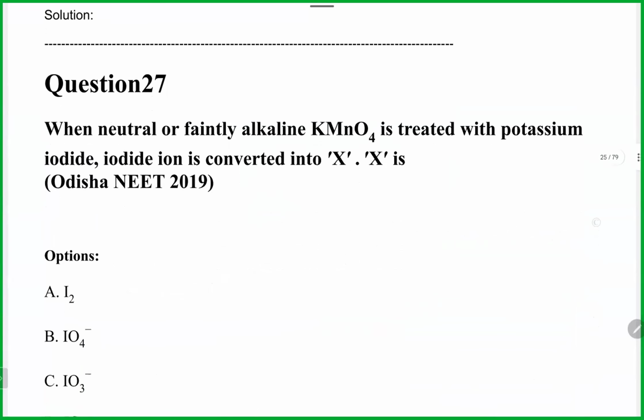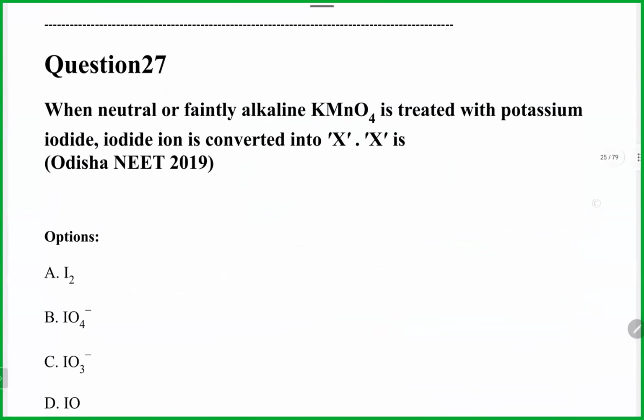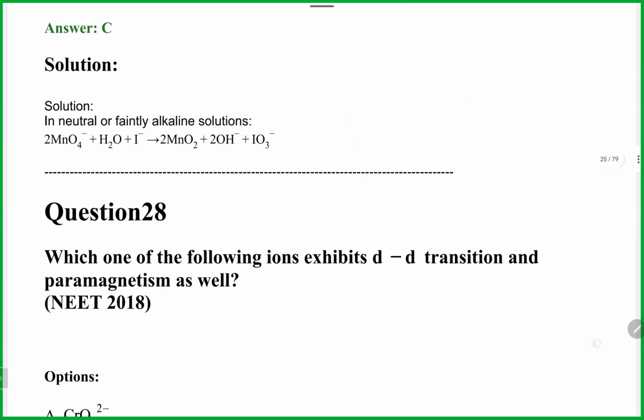See, when neutral or faintly alkaline KMnO₄, like weak alkaline, is treated with KI. KI means iodide, I negative, right? Iodide ion converts into IO3 minus. Exactly. And people say Odisha NEET 2019 was very, very difficult, right? Usually people say that.